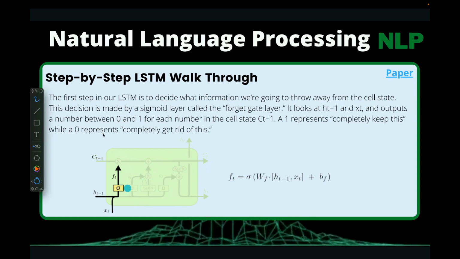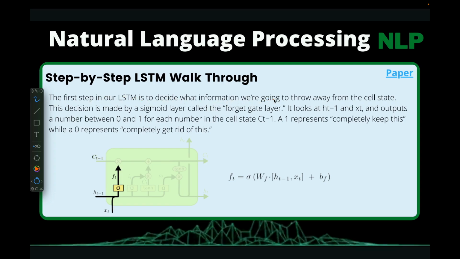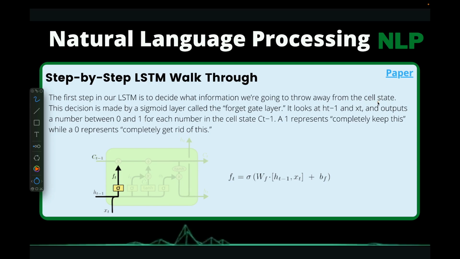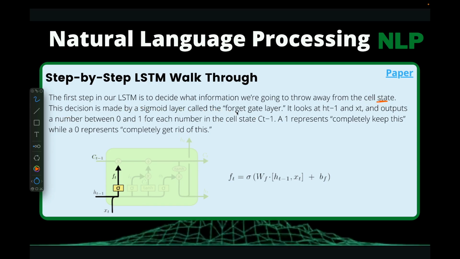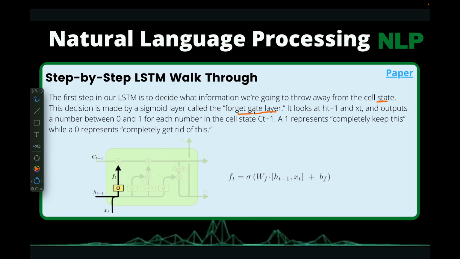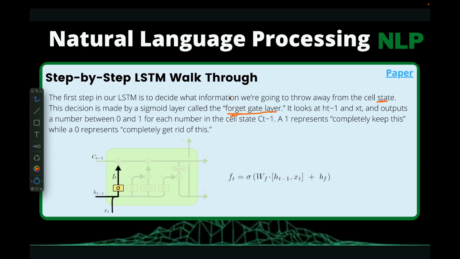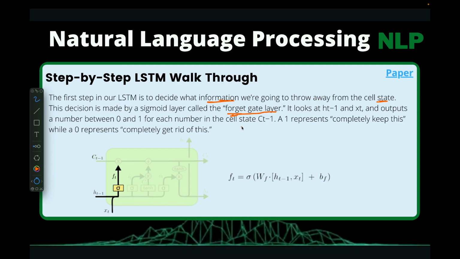All right, so as I said, the first step in our LSTM is to decide what information we are going to throw away from the cell state, right? And the decision is made by the sigmoid layer called the forget gate. Okay, so that is the first one here. It's called the forget gate, and that's what makes the decision: what information we are going to retain, and what information we are deciding to forget.